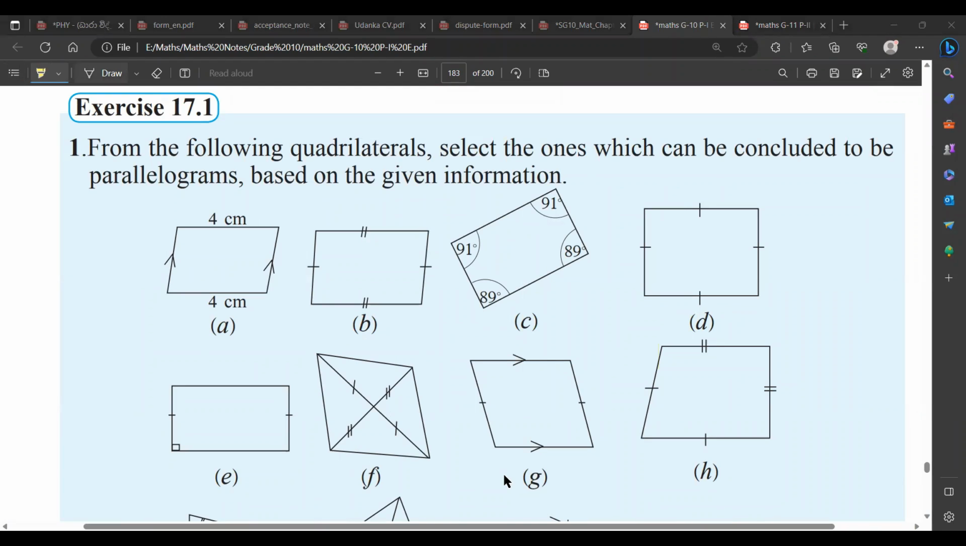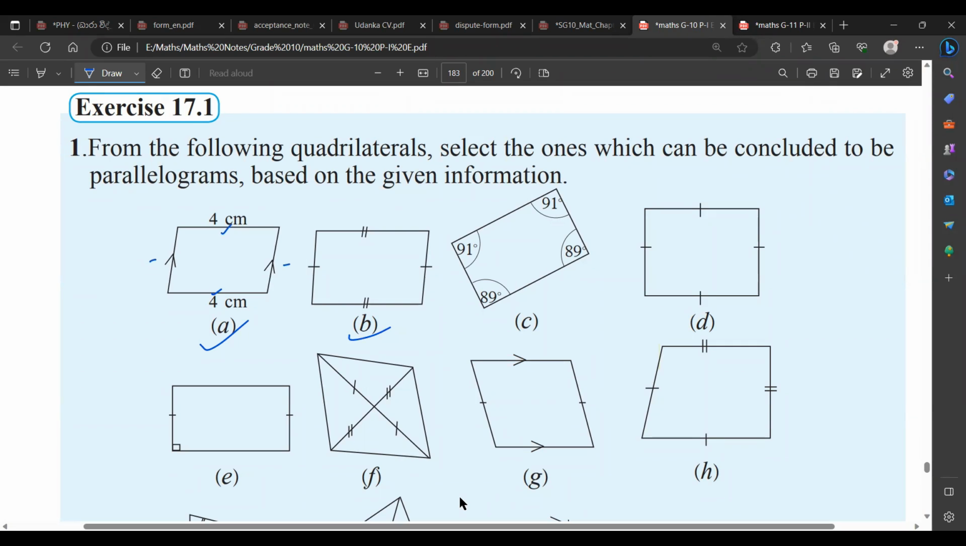First one, is it a parallelogram or not? These two sides are equal and these two are parallel. Opposite sides parallel, it should be equal. So all the opposite sides are equal and this should be a parallelogram. Here also, all the opposite sides are equal, so this is a parallelogram.